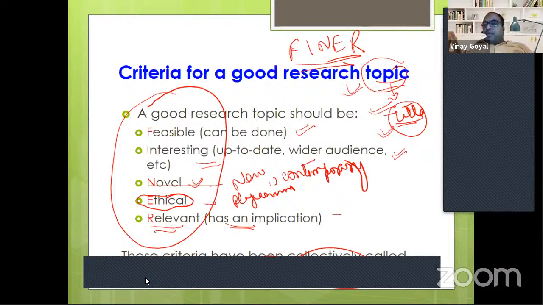So any questions on this FINER model? Any question anybody has on this FINER model? Okay.